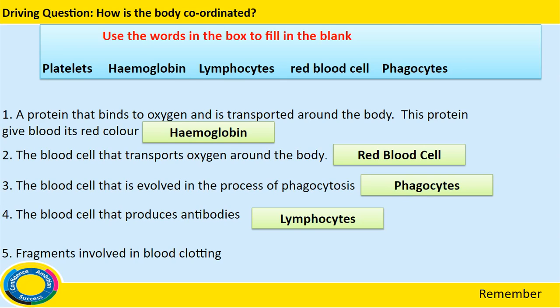Fragments involved in blood clotting, that would be the platelets. Just a reminder that there is 4 components or parts of blood. Those are your red blood cells, your white blood cells, your platelets, and your plasma. So those are the 4 parts of whole blood.